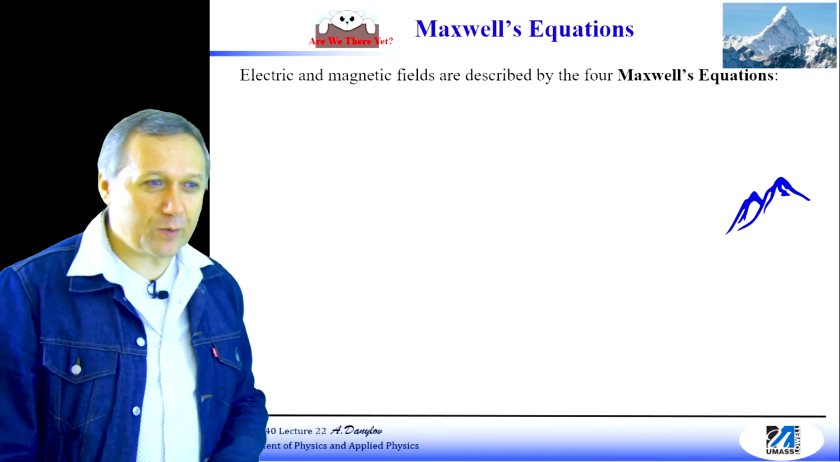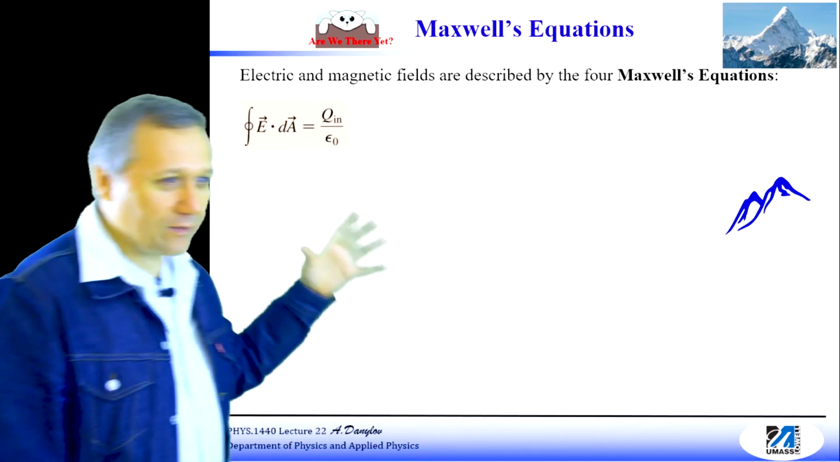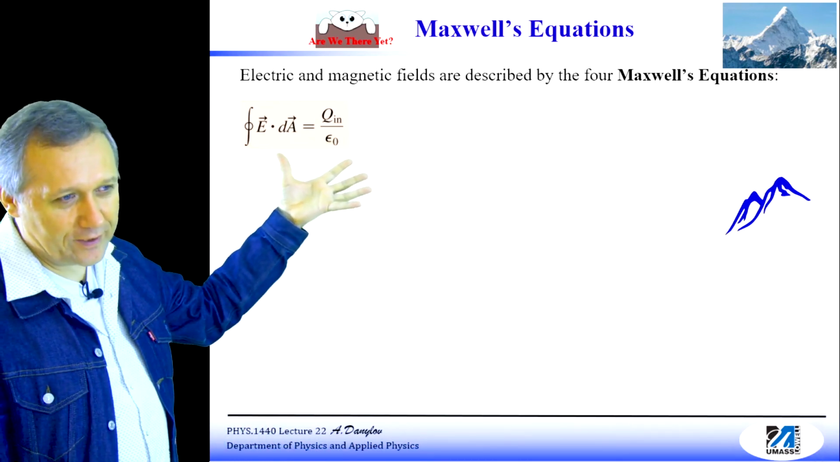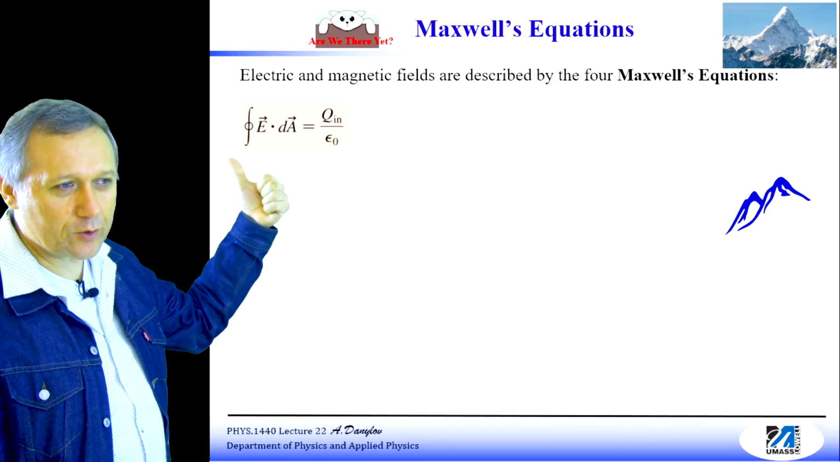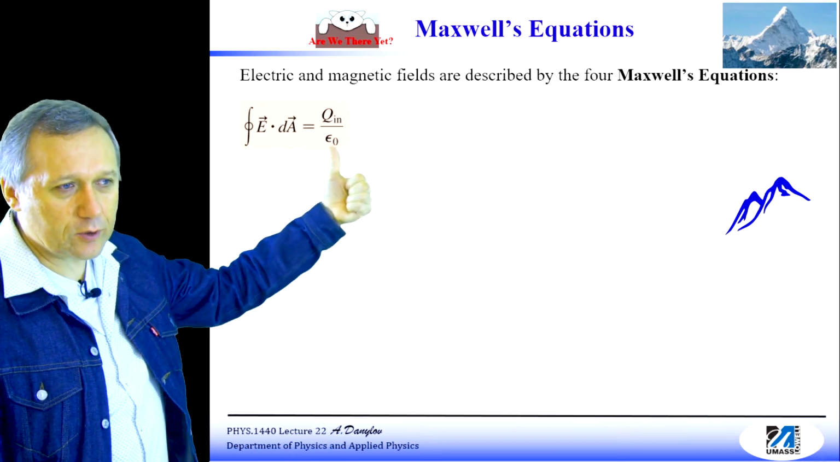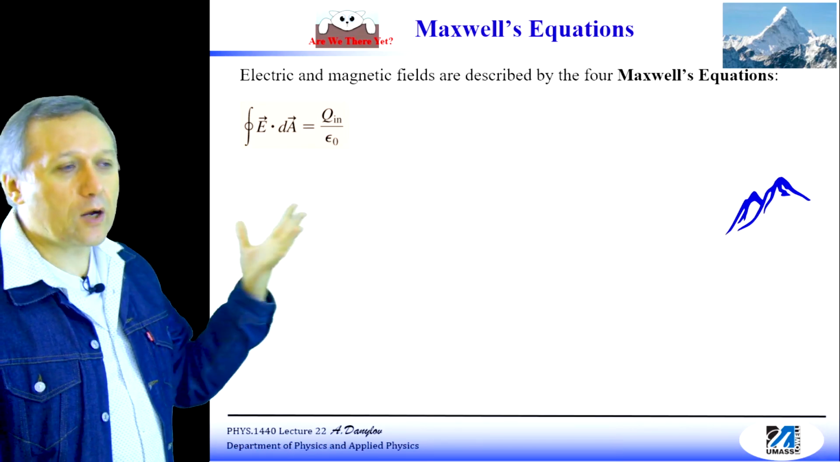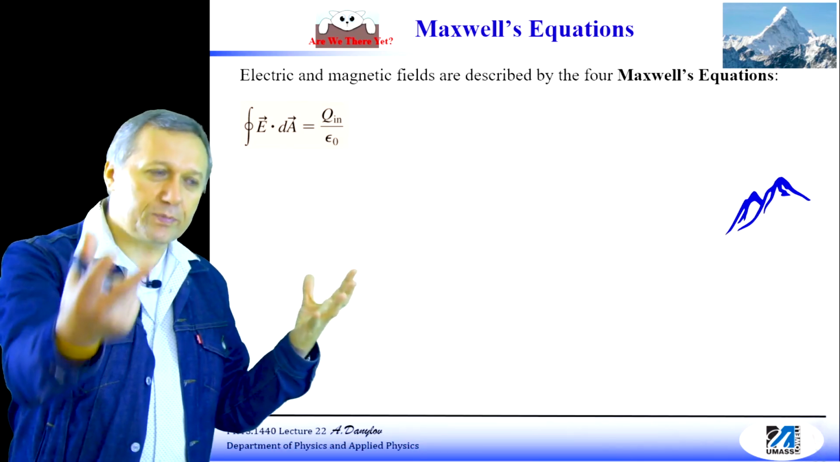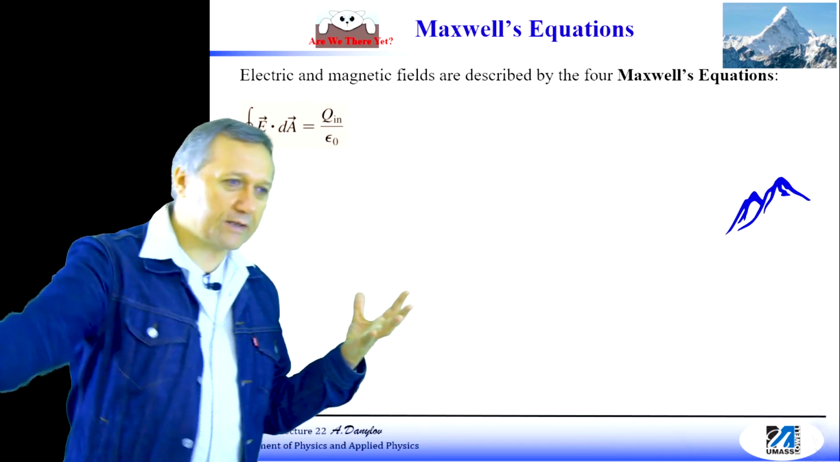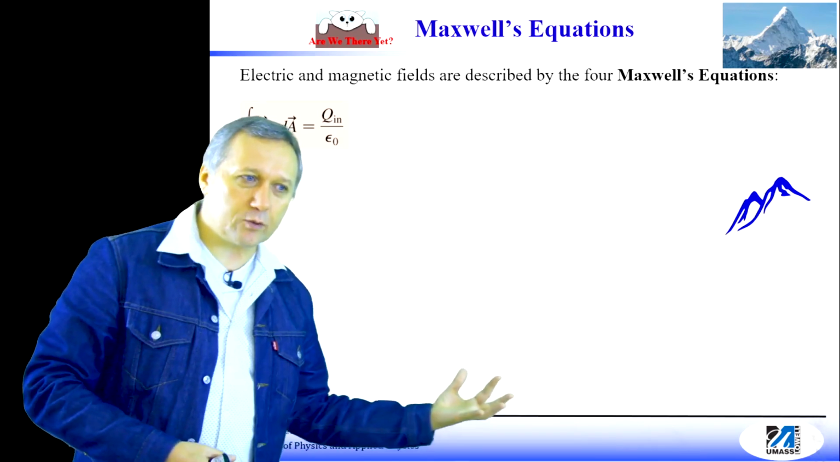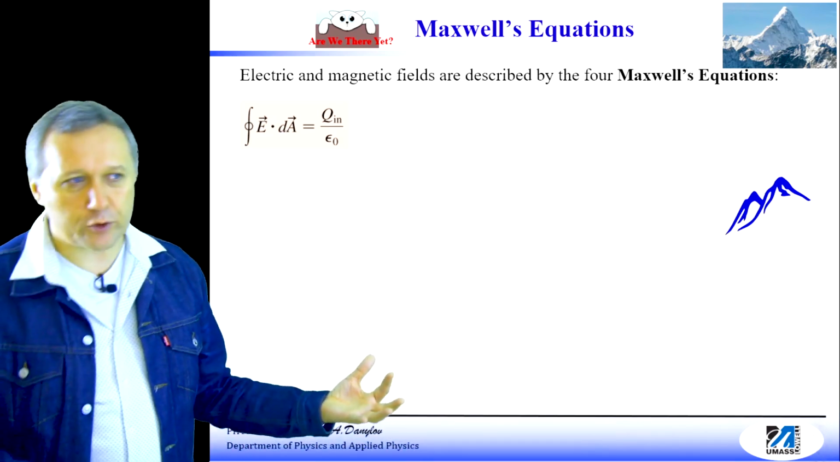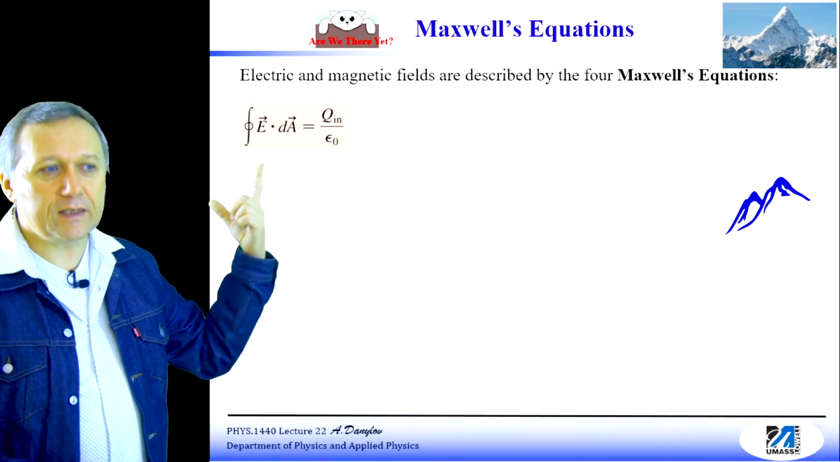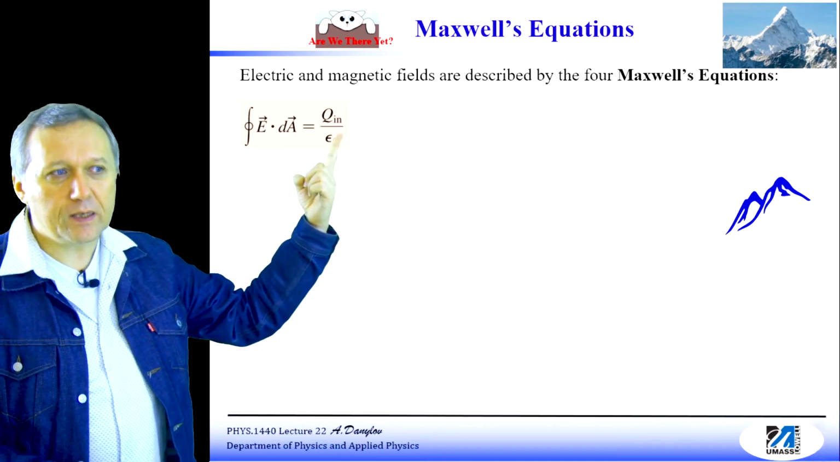Okay, so the equations. First one, Gauss's law for the electric world. Integral over the closed surface, E dot dA equals Q enclosed over epsilon naught. How should you read it? Physical interpretation. You remember I explained to you about the structure. On the right-hand side, we have sources. On the left-hand side, we have fields produced by those sources. So here we can say that the electric field is produced by charges.